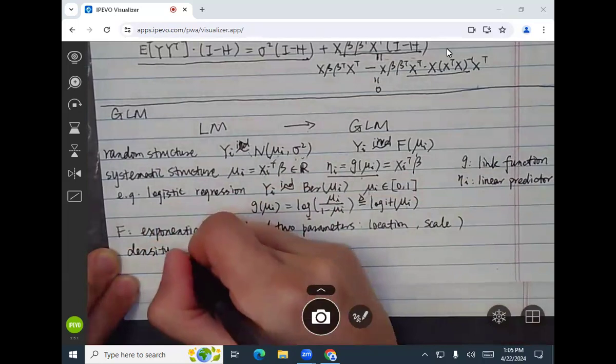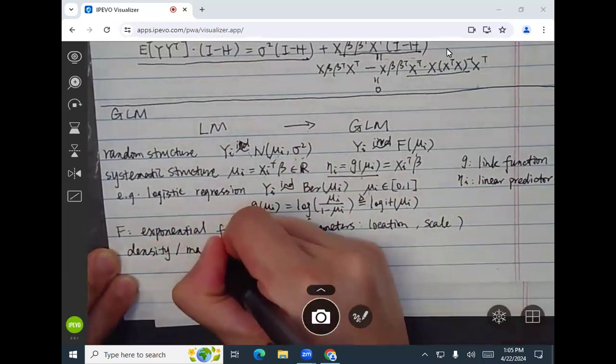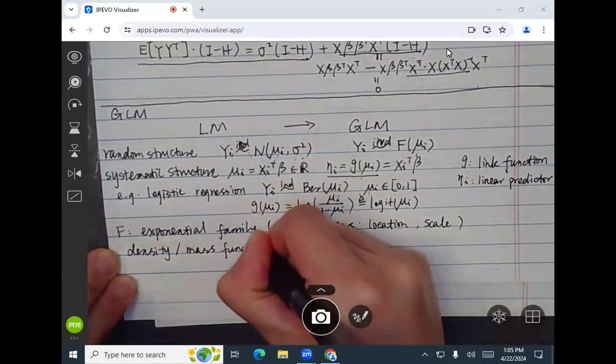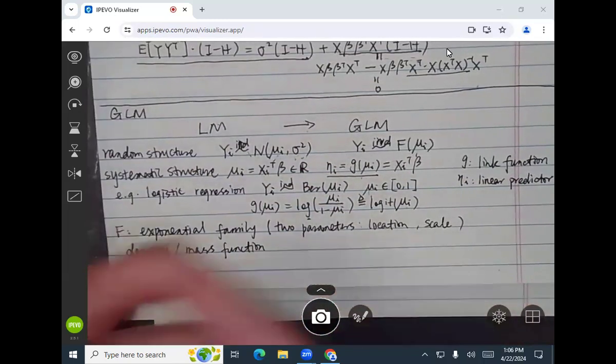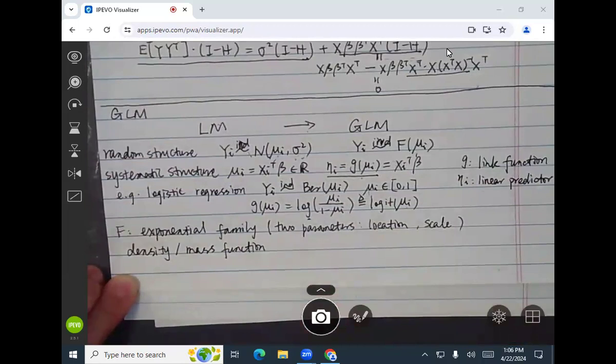Density function, or it's the probability mass function, depending on whether the distribution is discrete. As I said, Poisson is discrete, but it also belongs to the exponential family. Gaussian is continuous, but it also belongs to the exponential family.